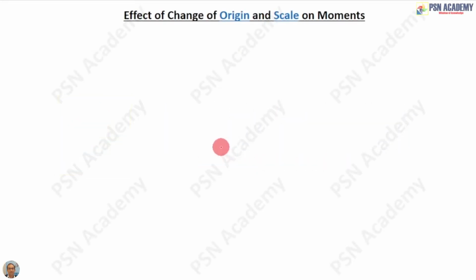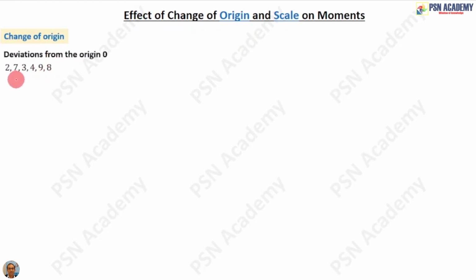Hi. In this session, we will learn about the effect of change of origin and scale of moments. That means, if we change the origin as well as the scale of the deviations, then what will be the effect on the moments? Let's start with the change of origin.